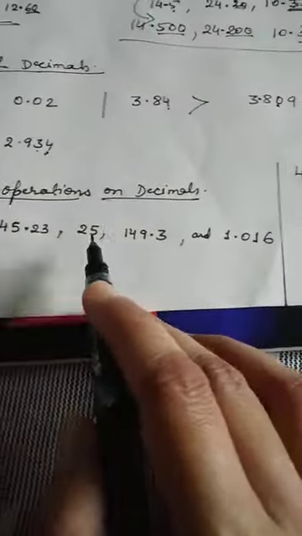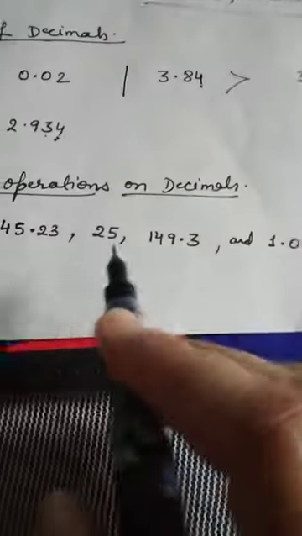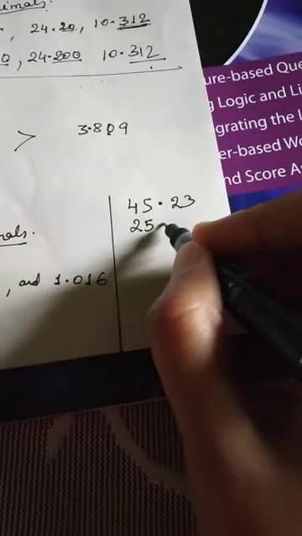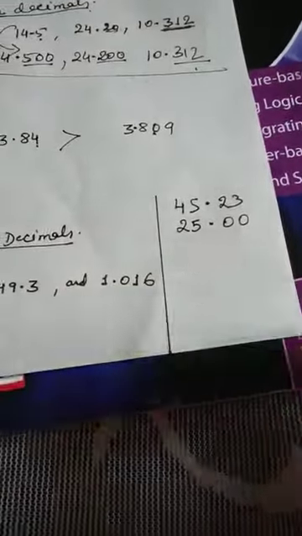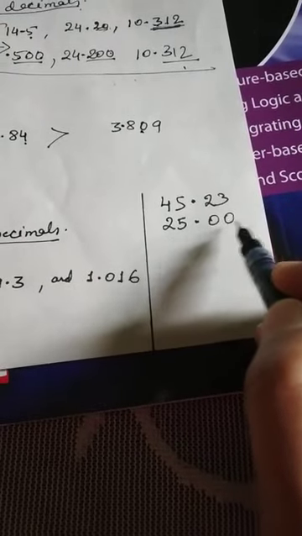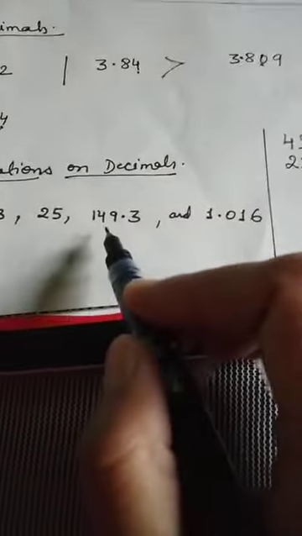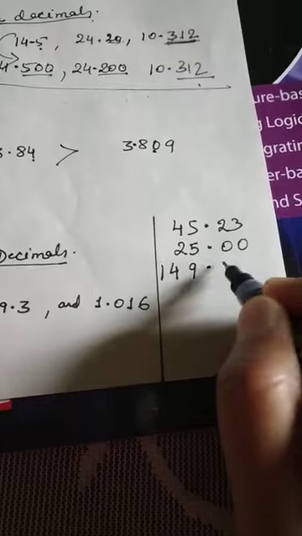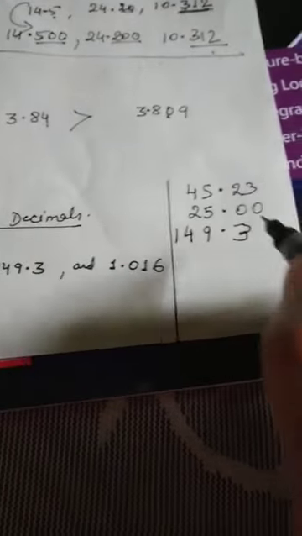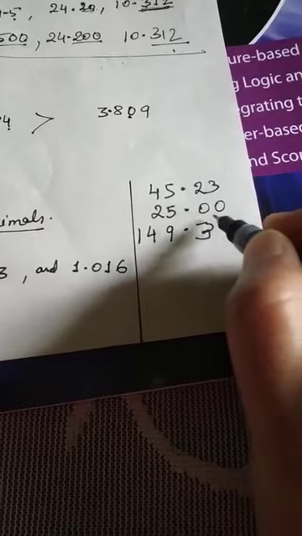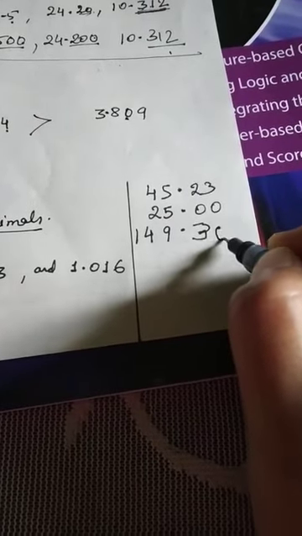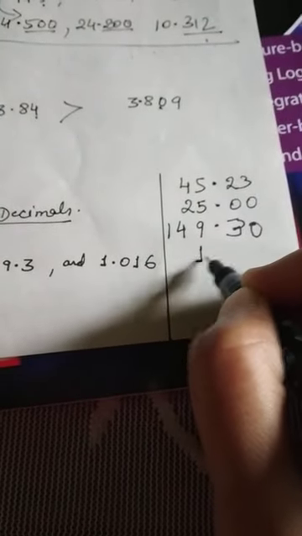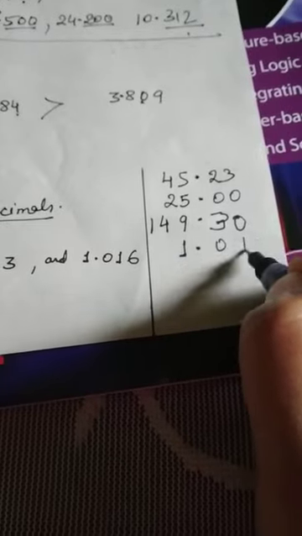45.23. Next is 25. 25 is the whole part. There is no decimal part, so we will write it in the whole part. But there is no decimal, so you can put zeros in the decimal. As I have told you, you have to make it into like decimals. Now 149.3. Here there is no decimal. Convert this into like decimals. So we can put here 1 0. Now this last, 1.016.